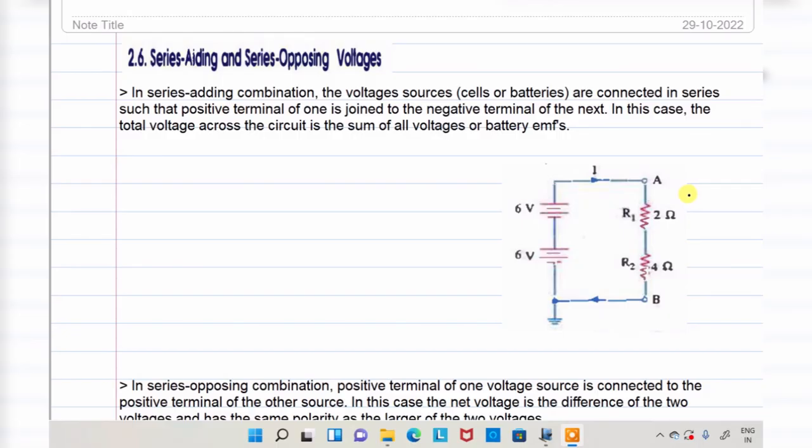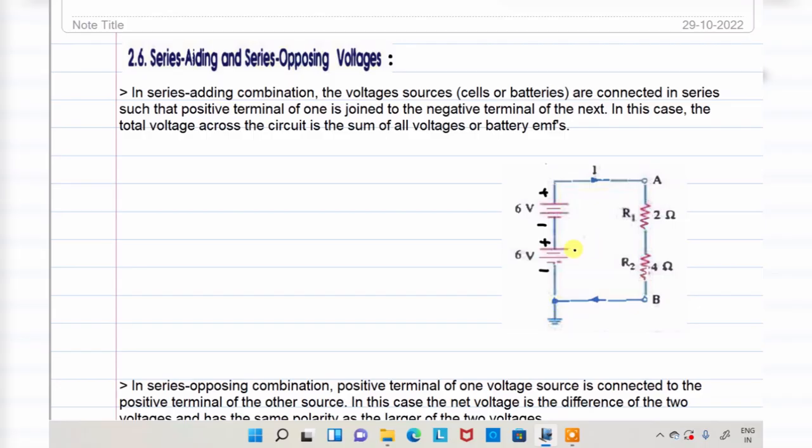Next one: series adding and series opposing voltages. This is the next topic, and I will explain clearly what exactly series adding and series opposing mean. Let us take series adding. First of all, look at the circuit here. A 6 volt and another 6 volt battery are connected. This is the positive polarity, this is the negative polarity. All of this circuit is a series connection. Current will be the same for R1 as well as R2.